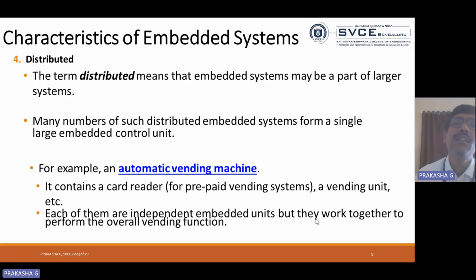and then it should check what exactly you want from the vending machine, that particular ingredients should be available in the vending machine. All those things need to be taken care of. So the operations are distributed in such a way that some operations are local, some operations are connected to the internet. Okay, each of them are independent embedded units, but they work together to perform the overall vending function. Okay, so that is distributed.